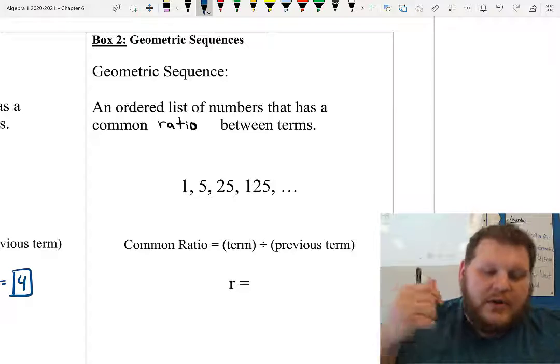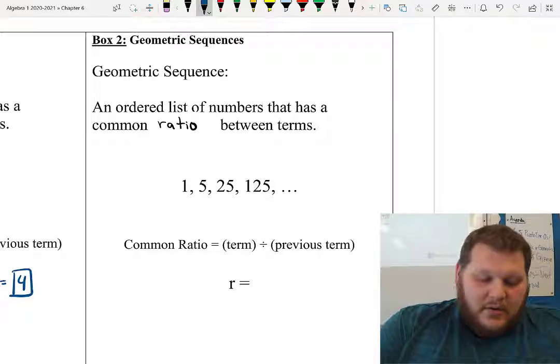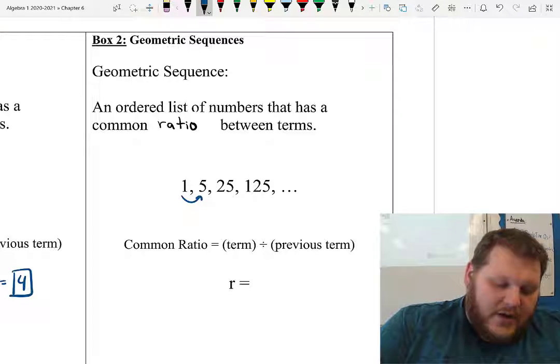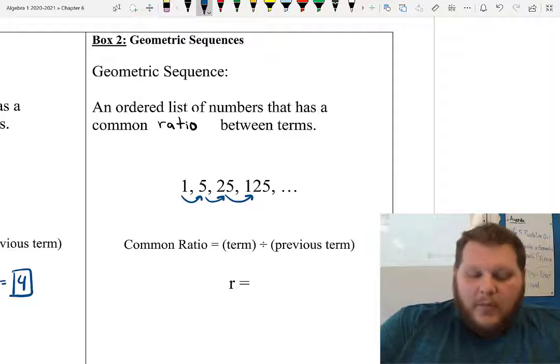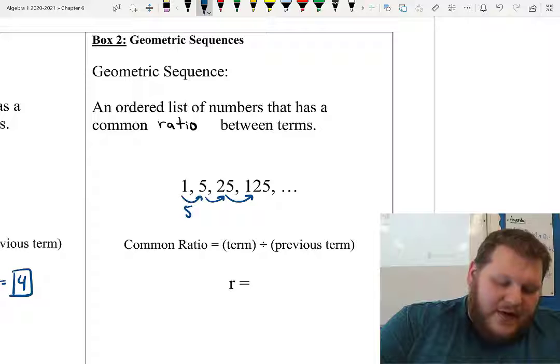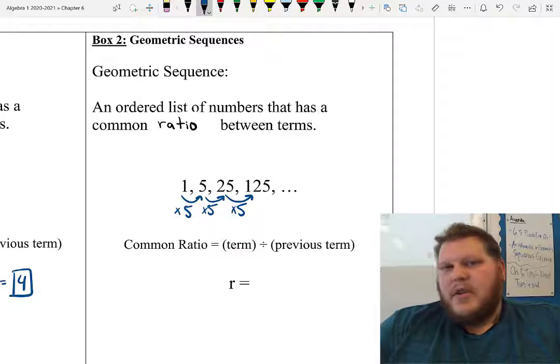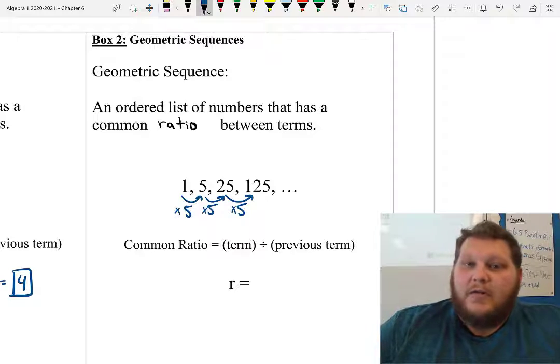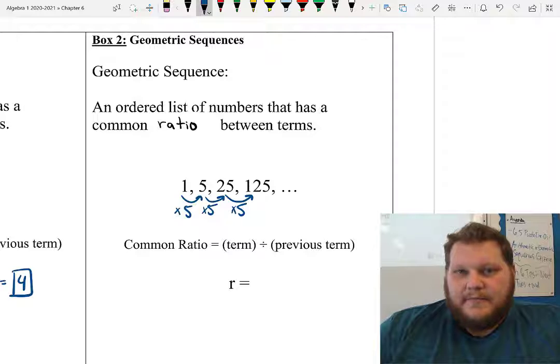So what I'm doing here, I'm trying to identify if it's geometric. That means there should be a common multiplier to get from one to the next in my sequence. Here, 1 times 5 gives me 5. 5 times 5 gives me 25. Times 5 gives me 125. So we can see that that common ratio, my R value, would be positive 5.